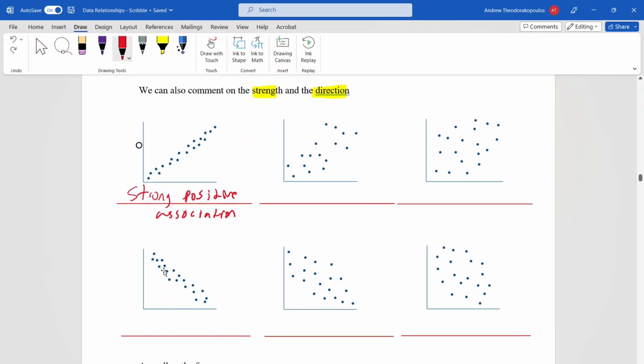This one down here, okay, it's going downwards and it's strong. Looks like nice and close together. So that would be a strong negative association. This one would be still going down, a moderate negative association. And this one, although it looks like there's no trend, you can still see some sort of direction in it. And it's going down, but it's a weak negative association.